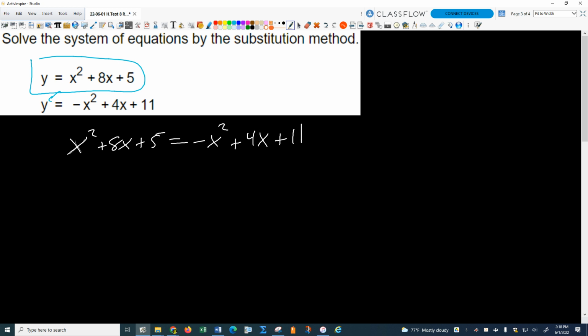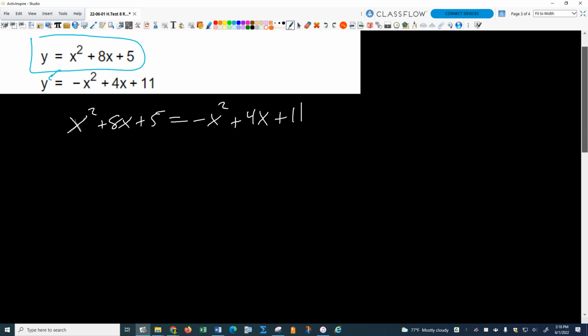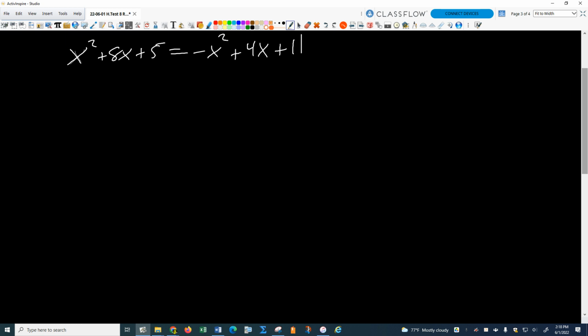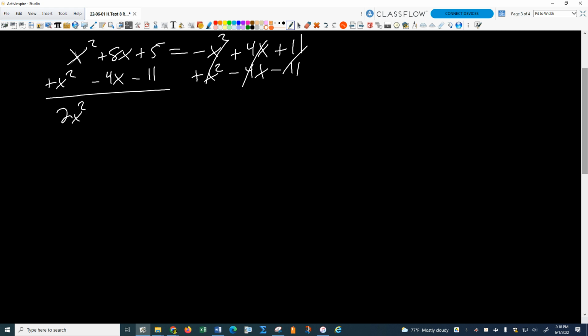I'll just push everything over to the left side, won't I? So I get a positive number of x squareds. Okay, if I do that, I'm going to add x squared to both sides. I'm going to subtract 4x, and I'm going to subtract 11. So we get 2x squared plus 4x minus 6 equals 0. Okay? So far, so good?